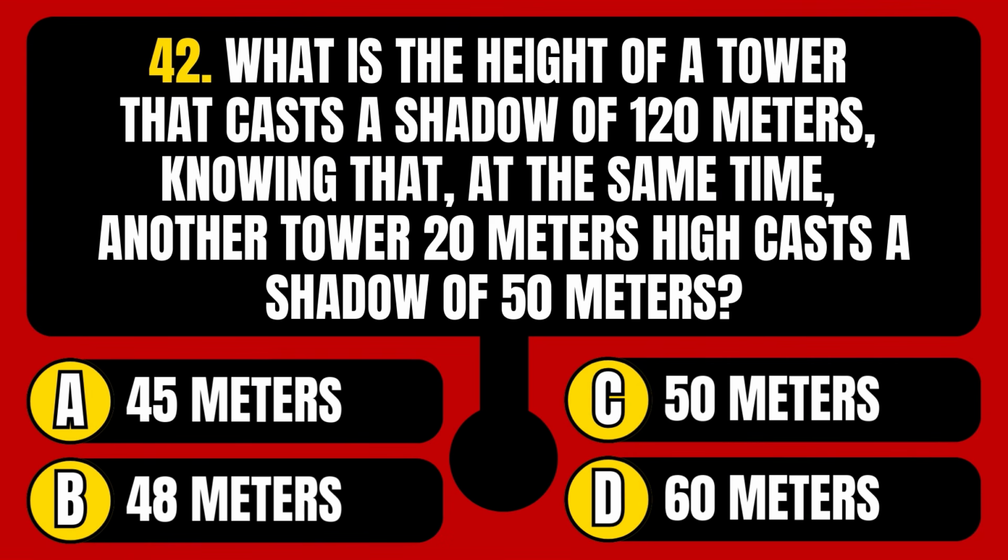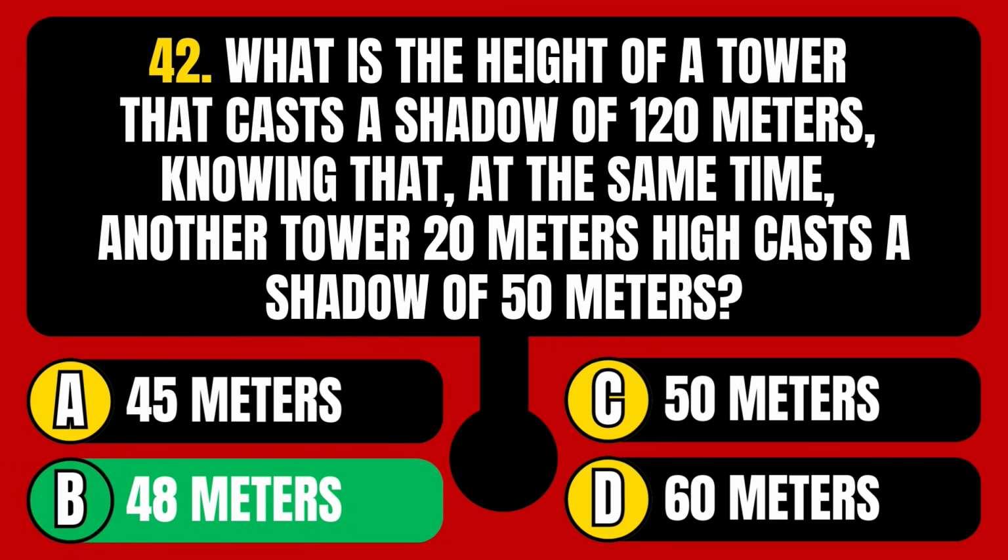What is the height of a tower that casts a shadow of 120 meters, knowing that, at the same time, another tower 20 meters high casts a shadow of 50 meters? 45 meters, 48 meters, 50 meters, or 60 meters? The correct answer is option B, 48 meters.